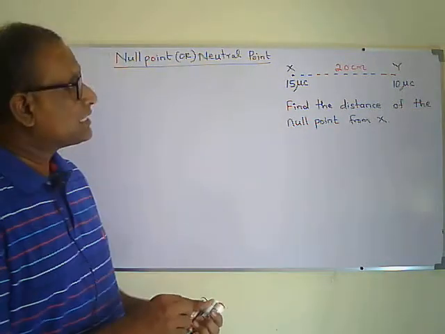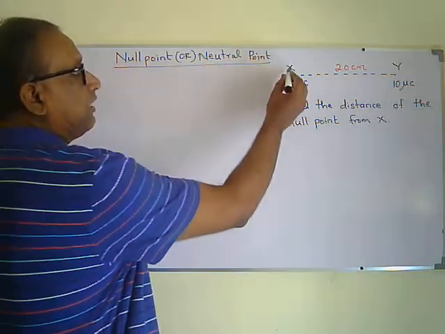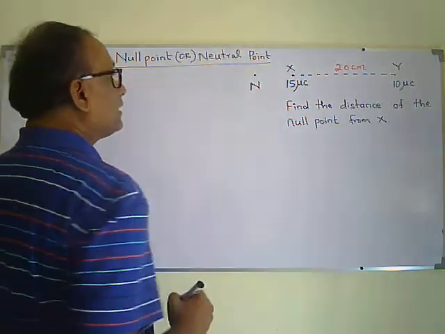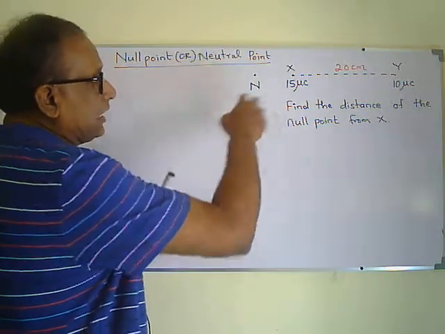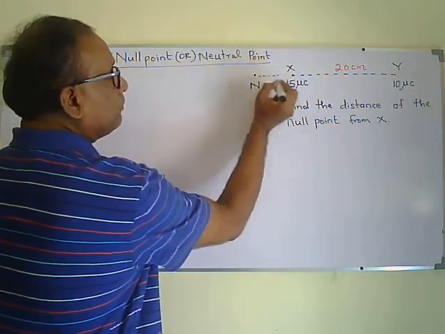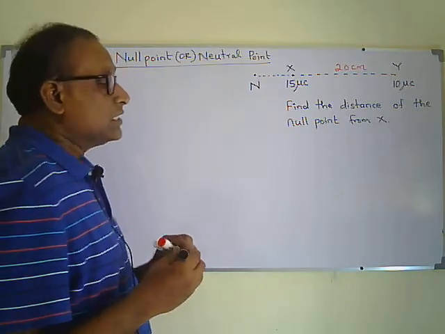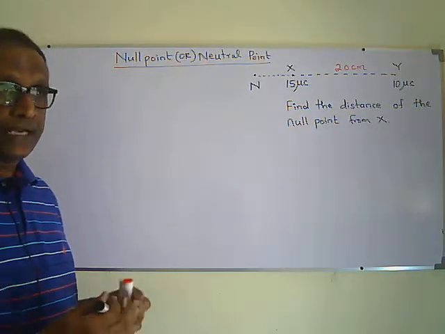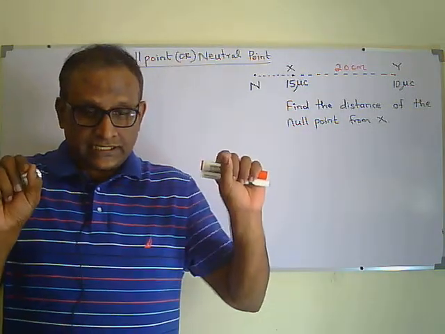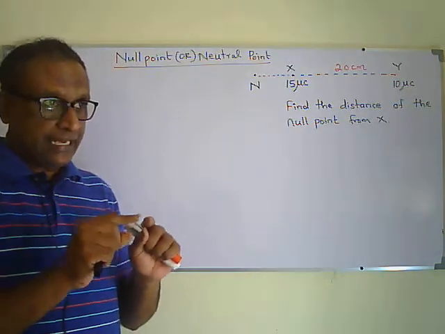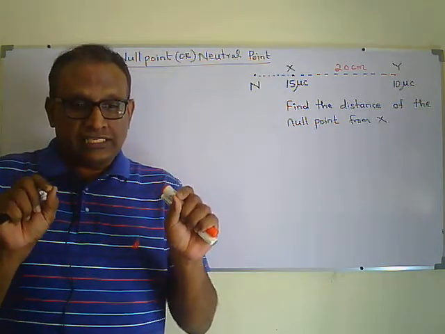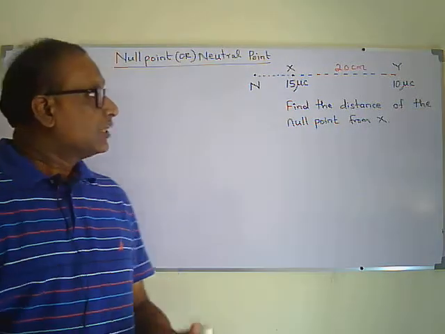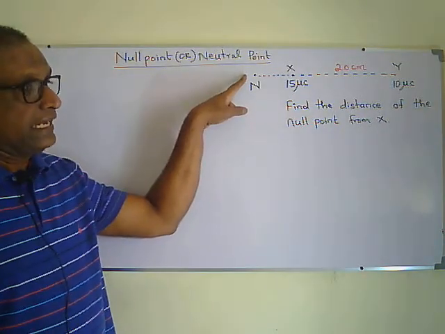If a student says a null point is on the left of x, maybe he's saying this point can be a null point. I'll call that point N. Can this N, along the same line of xy, be a null point? I told you that at that point the resultant electric field strength must be equal to 0. That means if 2 point charges are creating a null point, then at that point the directions of the electric field strength due to those 2 point charges should be opposite. Then only they can cancel each other.